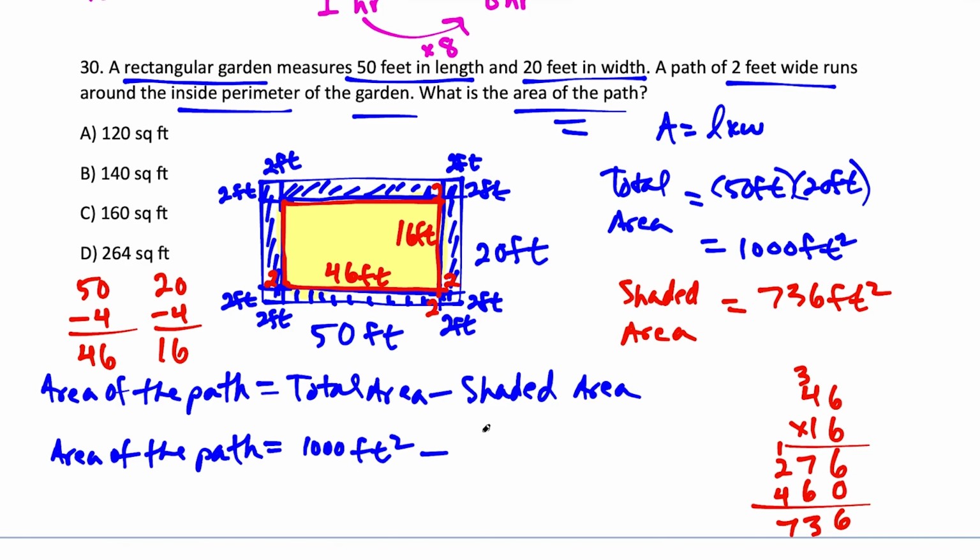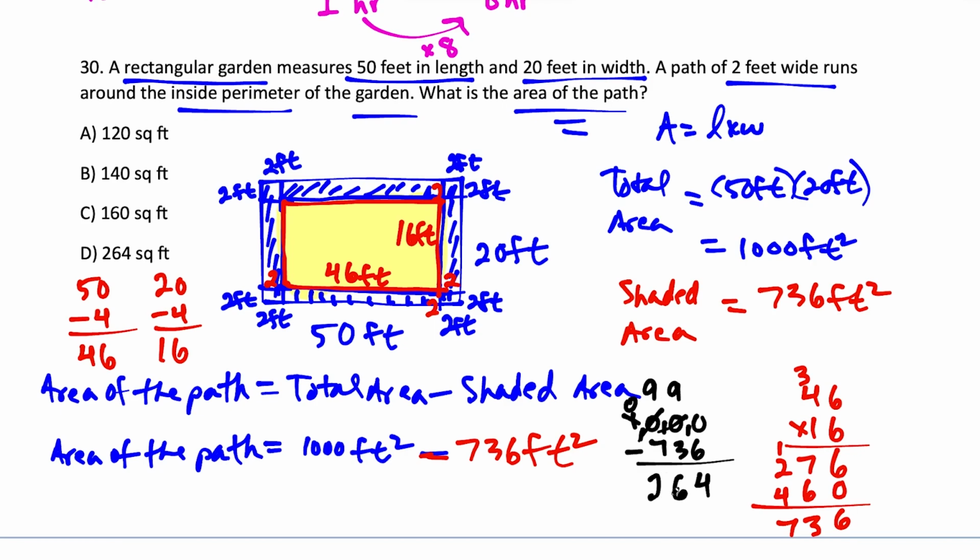And now what we could do is subtract this from 1,000, and that's going to tell us the area of just the walking path. So we'll do that subtraction over here. We have 1,000, and we're subtracting 736. Now for this part here, I can't do 0 minus 6, and I can't borrow from a 0. So I have to borrow from this. When I borrow from here and I make this a 0, this becomes a 10, and then I have to borrow from this and make it a 9. This becomes a 10, and then I have to borrow from this one, it becomes a 9, and this becomes a 1. So now I have 10 minus 6 is 4, 9 minus 3 is 6, 9 minus 7 is 2. So the difference here is going to be 264 square feet, and this once again represents the area of the path, and this is going to match up with choice D.